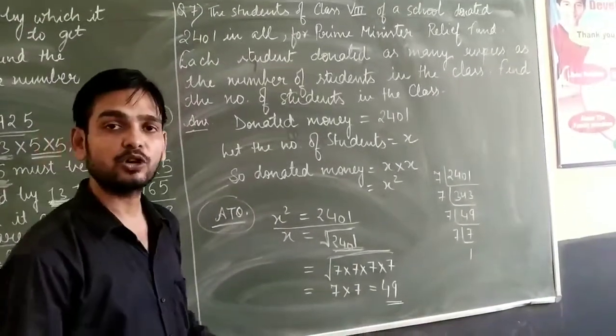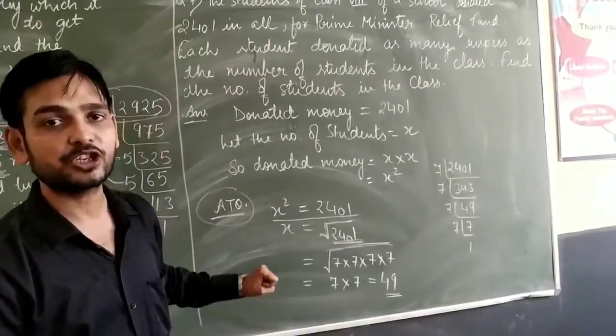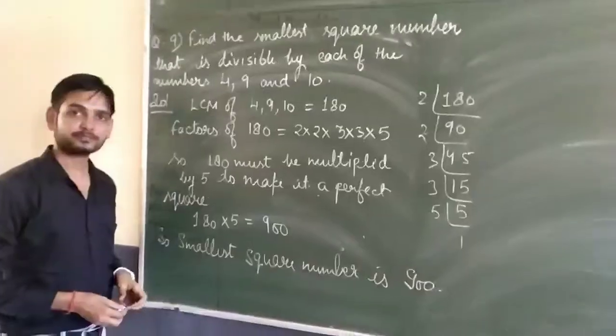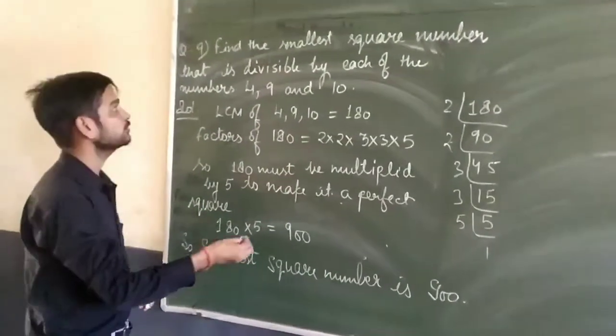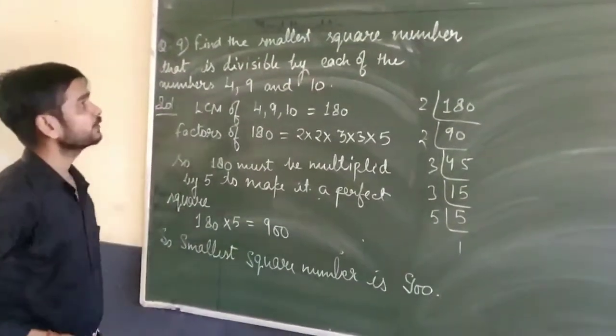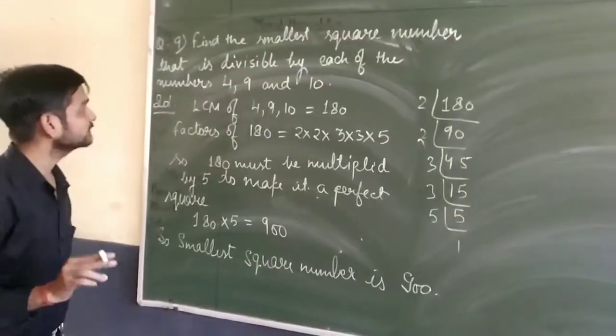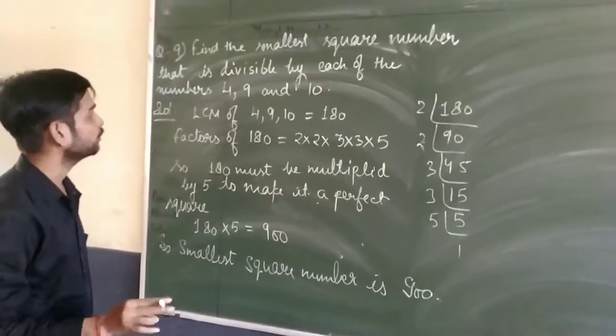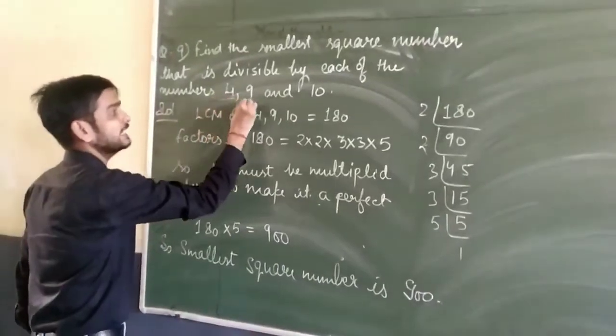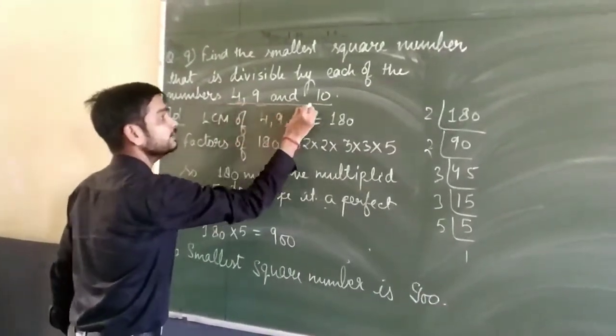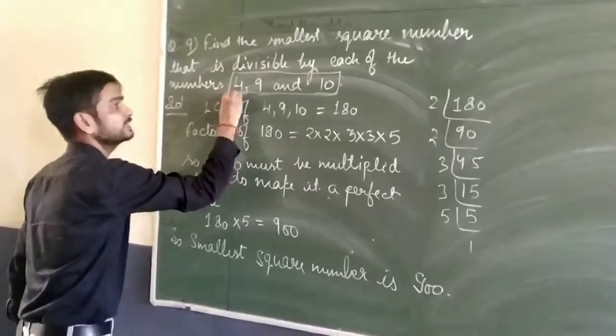So try to solve question number 8 like question number 7. Now let's see this question. In this question, the question is to find the smallest square number that is divisible by each of the following numbers: 4, 9 and 10. Student, firstly we will do the LCM of these digits.